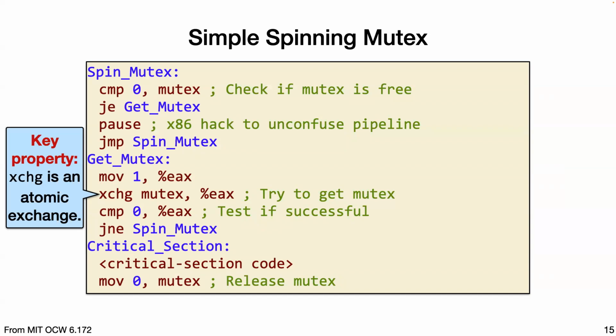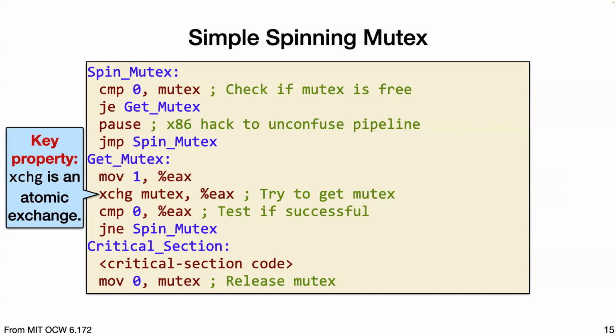So the way to read this is you start from the top, and the first line is saying you check if the mutex is free. So that first thing is compare. The mutex is just like a bit. So you're comparing 0 to the mutex, and if it is true, then your mutex is free. We're saying 0 is unset and 1 is set. And then the next thing is jump to get mutex.